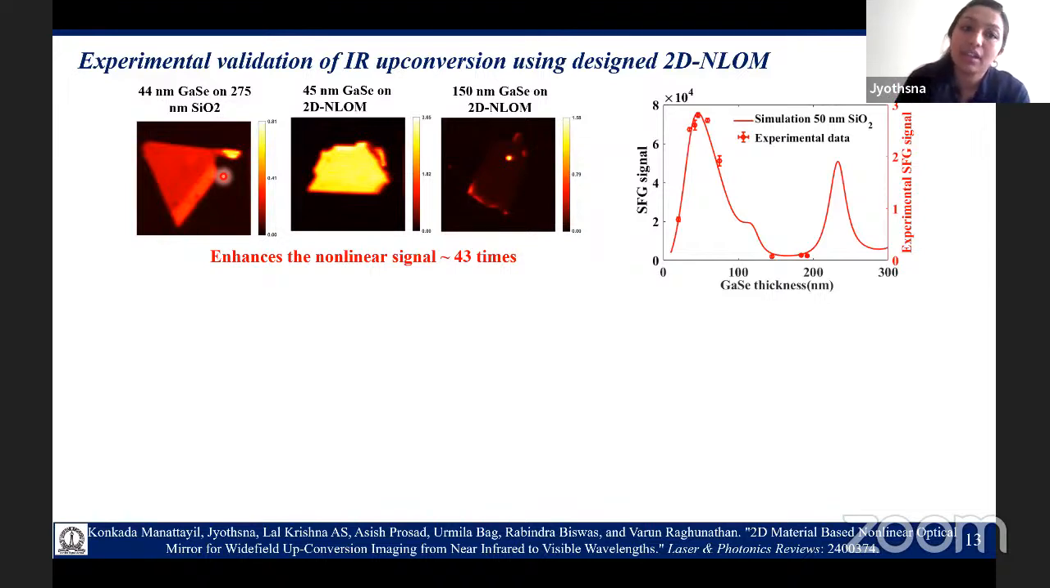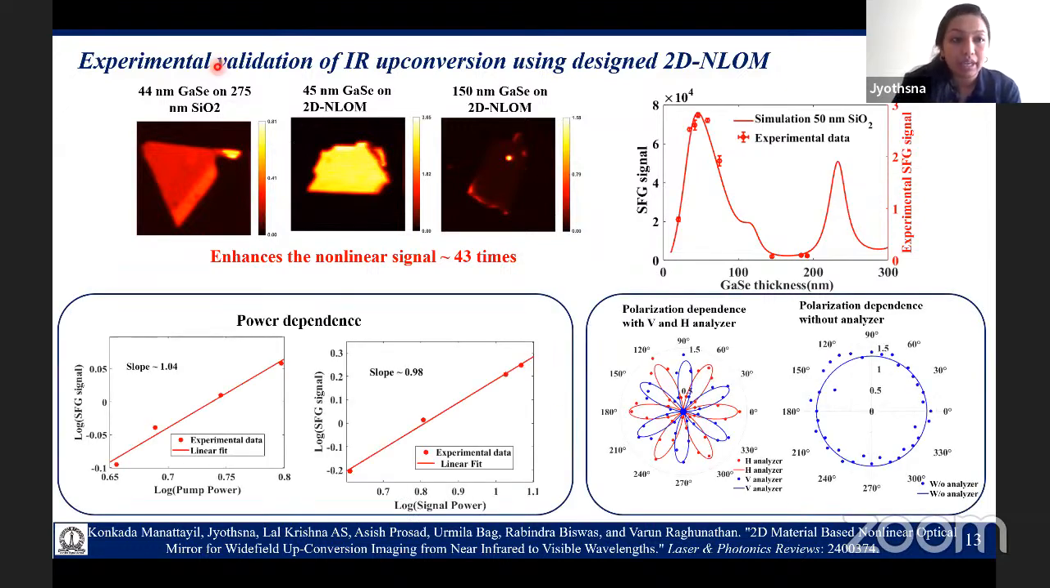a similar thickness on a reference sample of 275 nanometer. And we were able to see that the SFG signal with different GaSe thicknesses was completely correlating with the simulation data. And we also did a power dependent study. For example, first we have to understand that this nonlinear signal generated is from SFG, and so for that, we have to do a power dependent study.